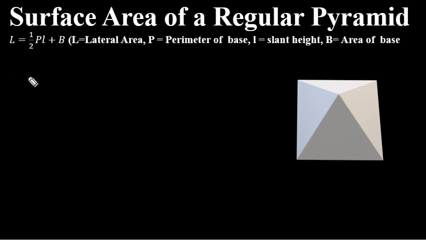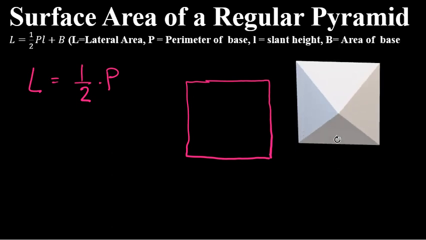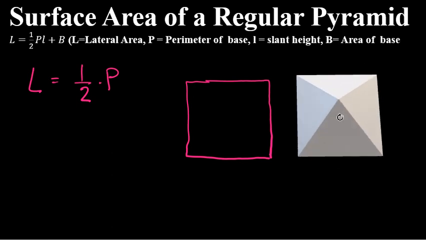In this one the formula is very simple. L is equal to 1/2 times P. P is the perimeter of the base. The base is a square shape for this regular pyramid. If you cannot see this, let me move the figure so you can watch it. As you can see, this shape is a square.